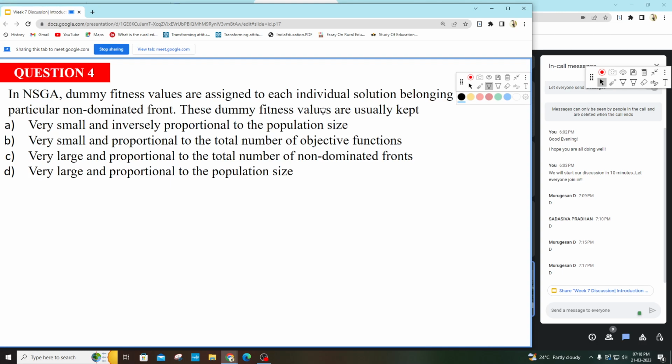non-dominated front. These dummy fitness values are usually option A, very less and inversely proportional to population size. Option B is very small and proportional to total number of objective function. C is very large and proportional to total number of non-dominated front. And D is very large. So D, very large and proportional to the population size. Okay. So any other guesses apart from D?